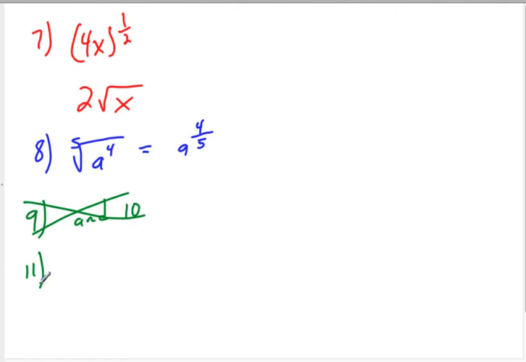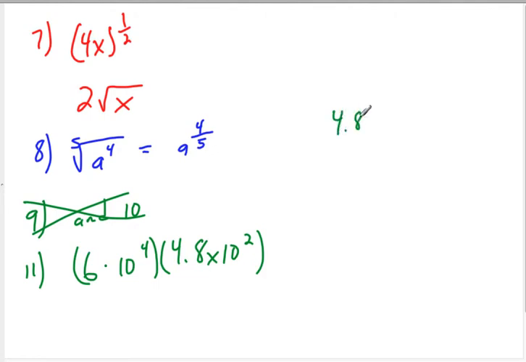Simplify each expression in scientific notation. So we have 6 times 10 to the 4th times 4.8 times 10 squared. Okay, so first we're going to multiply 6 times 4.8, which is, not sure, 48, 28, so it looks like 28.8. And then 10 to the 4th times 10 squared.